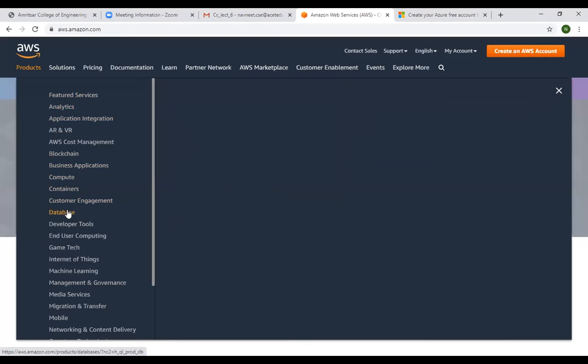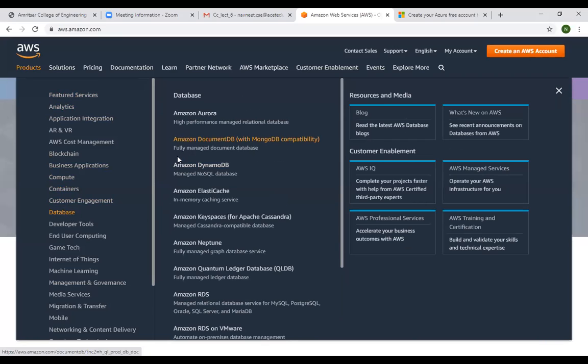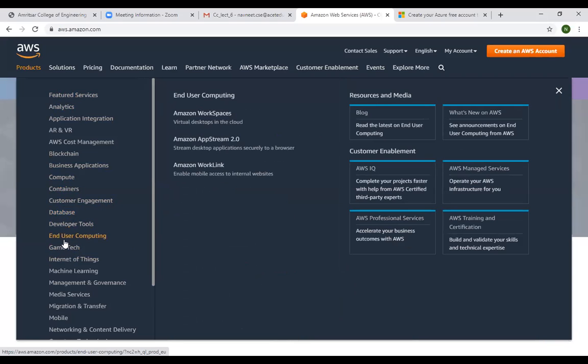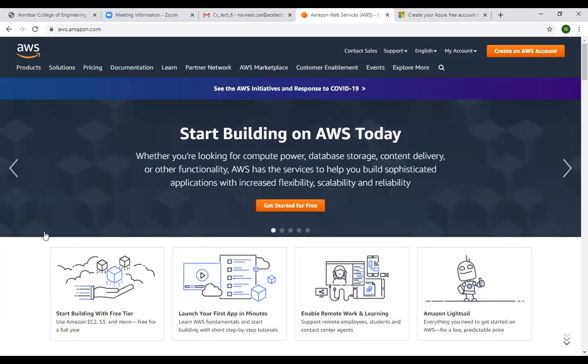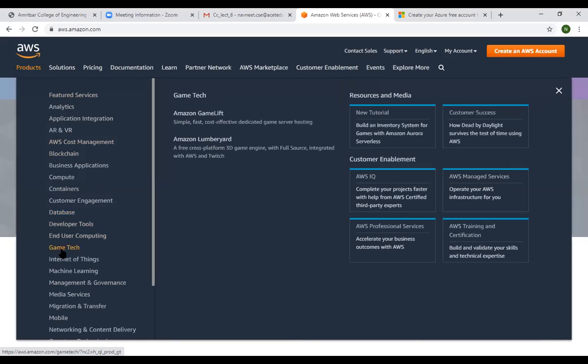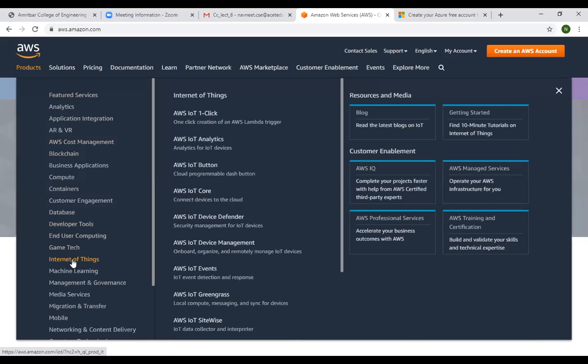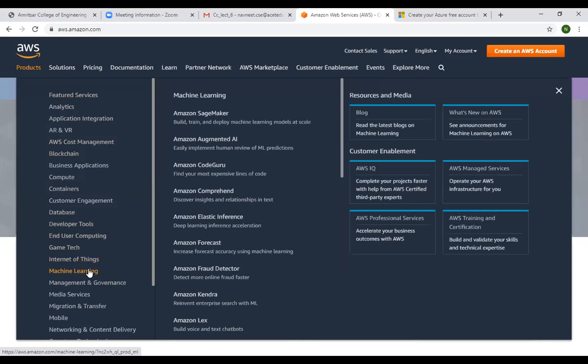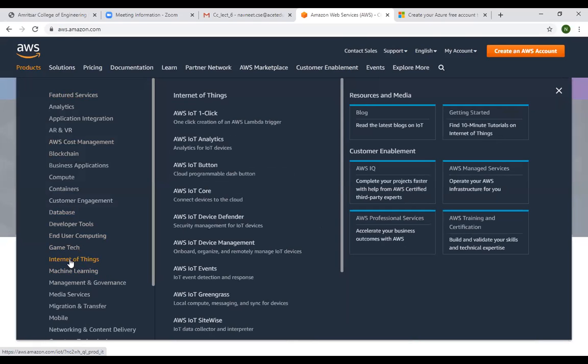Customer engagement, database. You can see here the list of all the database services that are available. Amazon Neptune, QLDB, and Amazon DynamoDB, RDS, RDS on VMware. These are the services they have categorized into different fields like end user computing, game technology, IoT services. You can see here IoT, one click IoT, AWS IoT analytics, IoT button, IoT core. If people are interested in developing any kind of IoT service or using any kind of IoT service, they can utilize the service from here.